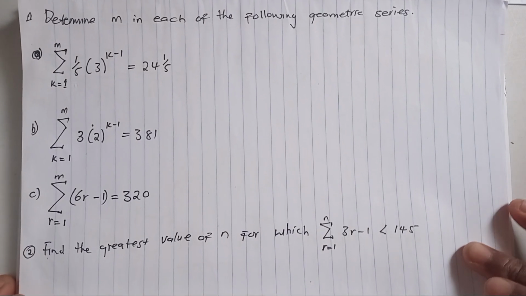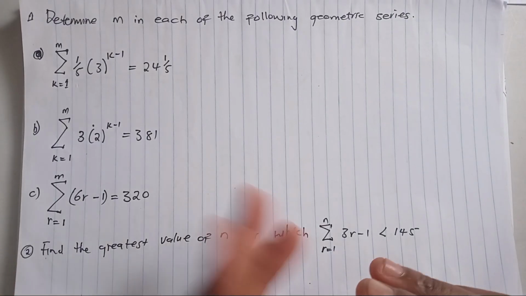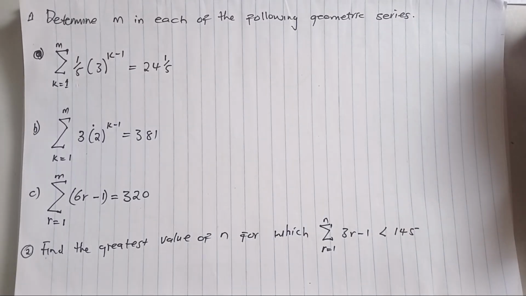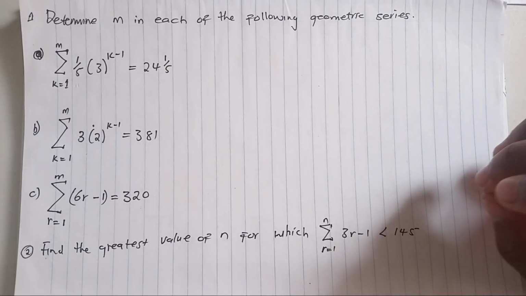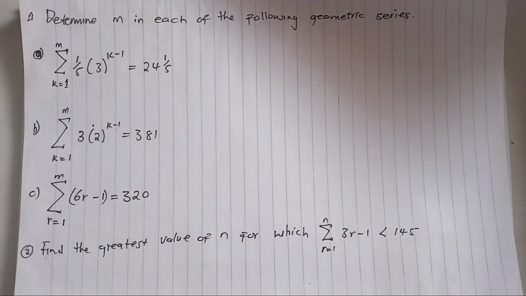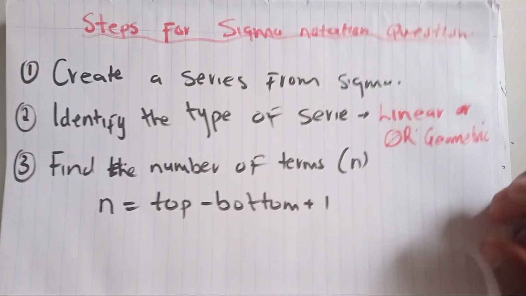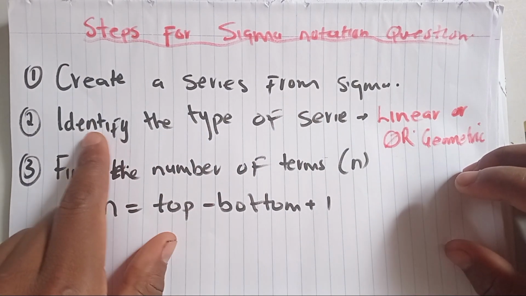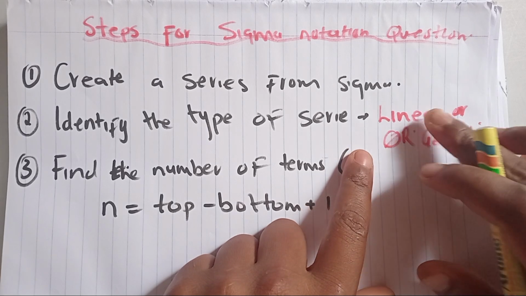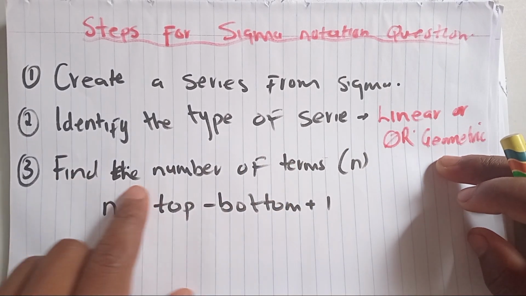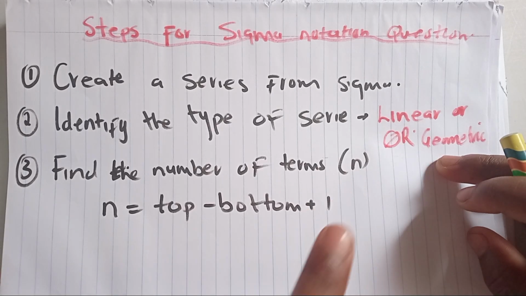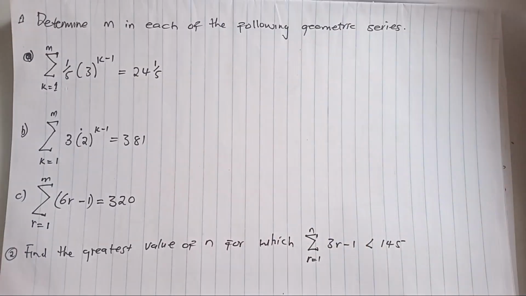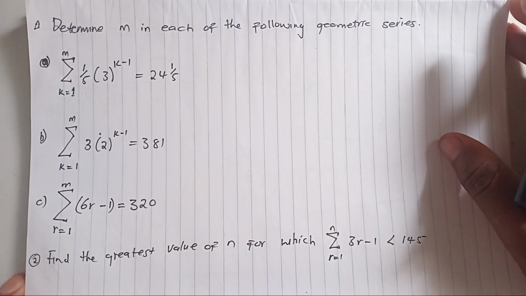Okay, so we are going to be working out the answers for this sigma notation as I promised in the previous video. Guys, remember the steps that you have to follow when dealing with sigma notation questions. First, you have to create a series from the sigma. You have to identify the type of series that you have. It can either be linear or geometric. You have to find the number of terms, which is n. We are going to work on these exercises following these steps so that you can see what we can accomplish. Okay, so now we have the first question.